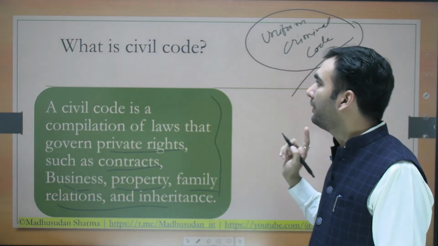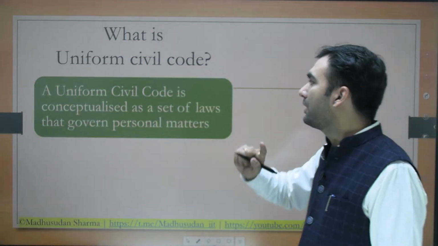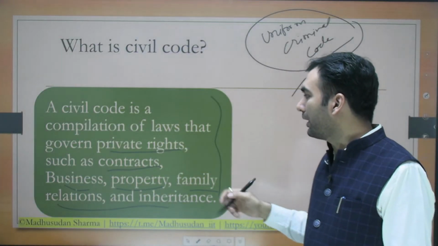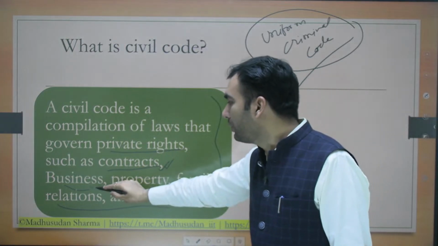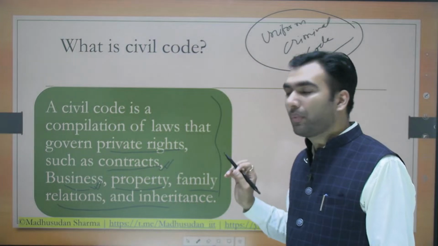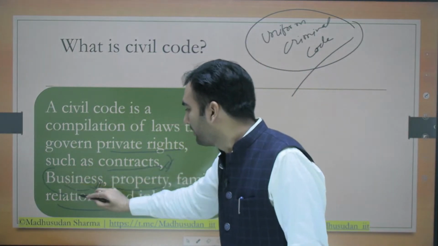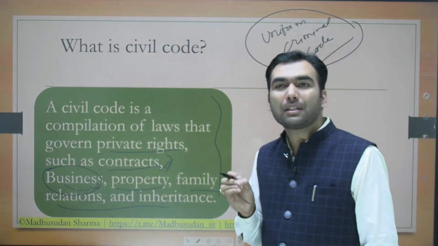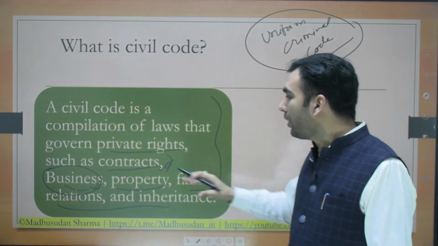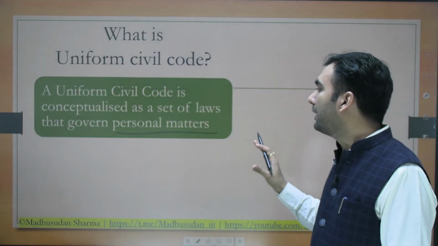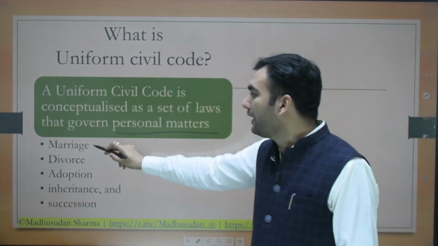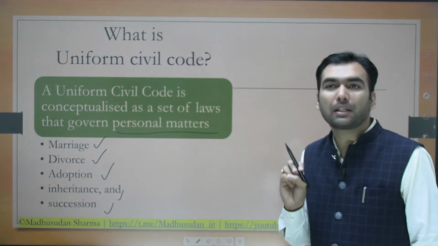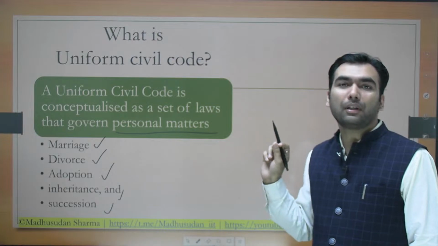And when we are saying uniform civil code here, it is a set of laws that govern personal matters. See, what is included in civil code? It also includes contracts, businesses and other aspects of property. These things are already same. The contract act is already same irrespective of religion. So what is different for different religions is not all the civil code, rather only the matters related to personal things, that is marriage, divorce, adoption, inheritance and succession.